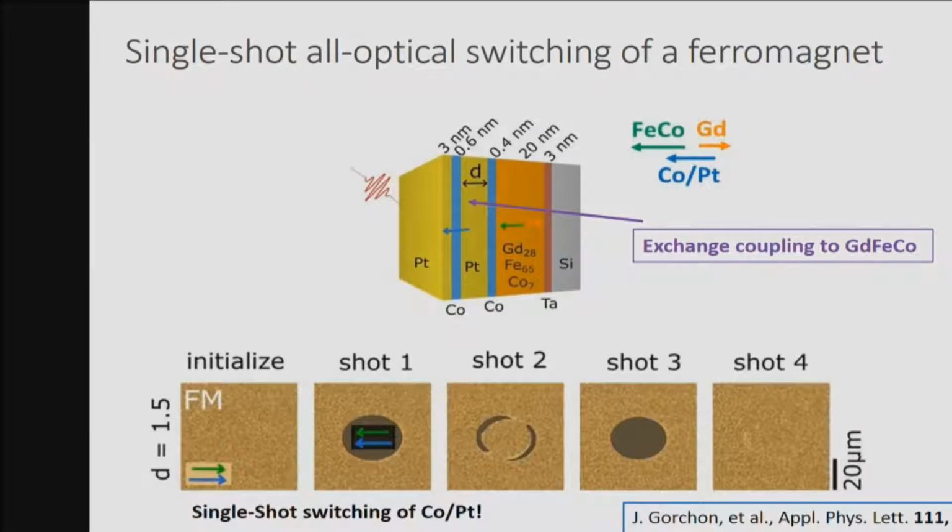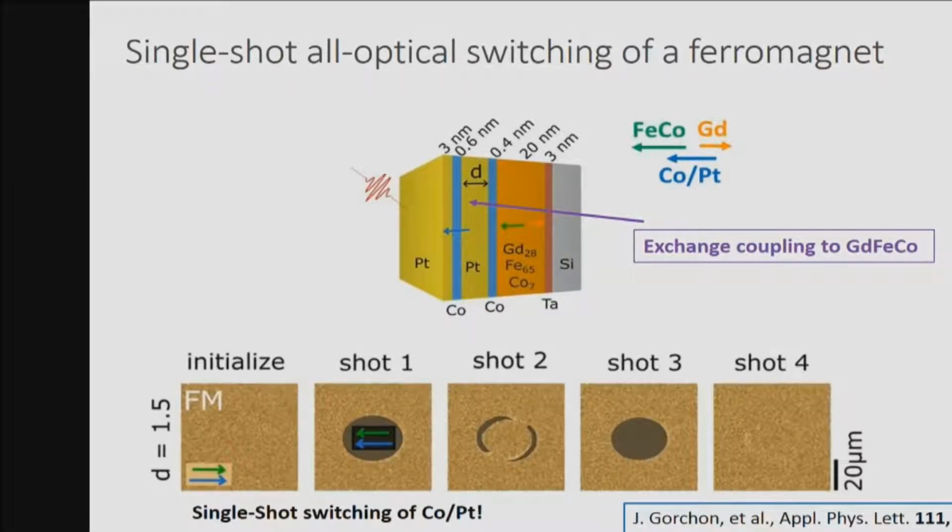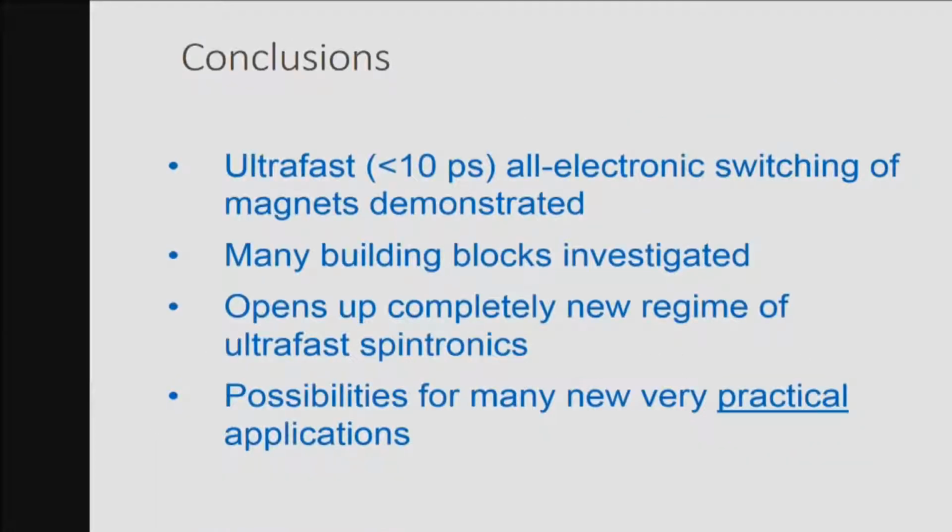So here are the results, again, showing you the magnetic microscopy imaging results. And sure enough, when we switch the gadolinium iron cobalt, I don't have time to go through all of the data, but take my word for it, we are confident that the cobalt layer is switching together with the gadolinium iron cobalt optical switching layer. Okay, so with that, I'd like to conclude and give you some perspective.